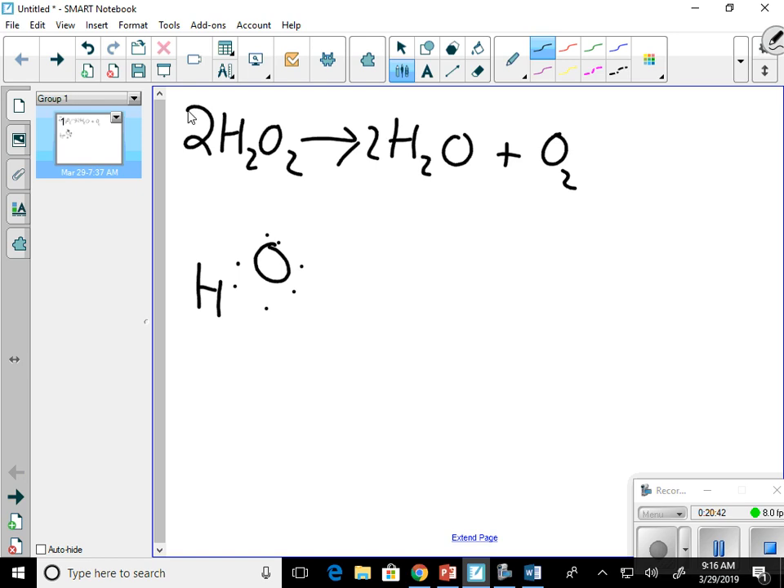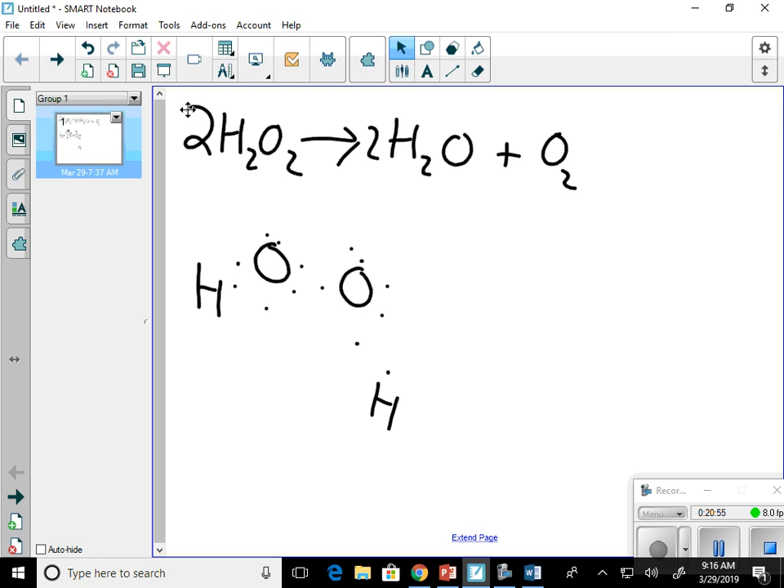Oops. The Smartboard does not calibrate well. There are 2 oxygens in this, so I'm going to do that again. And a second hydrogen. If I were to do the Lewis dot, remember the idea of lone electrons wanting to pair up. In other words, hydrogen and oxygen would create a bond right here. Hydrogen and oxygen create a bond right here.